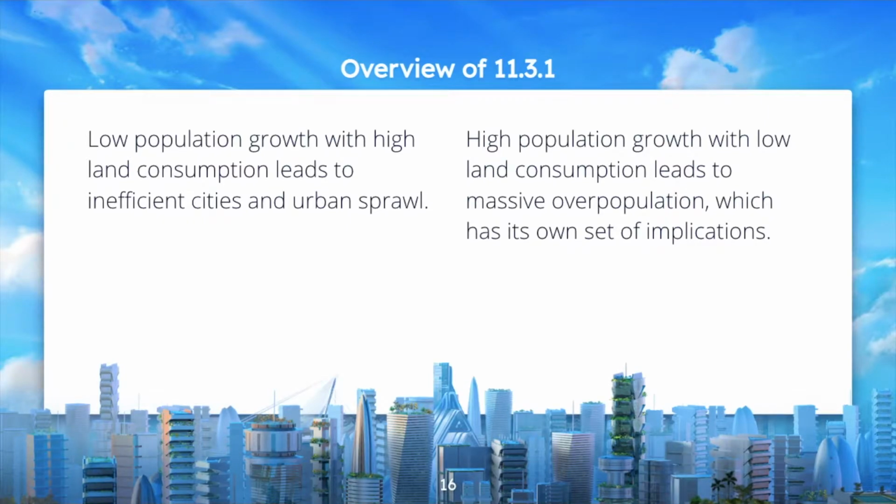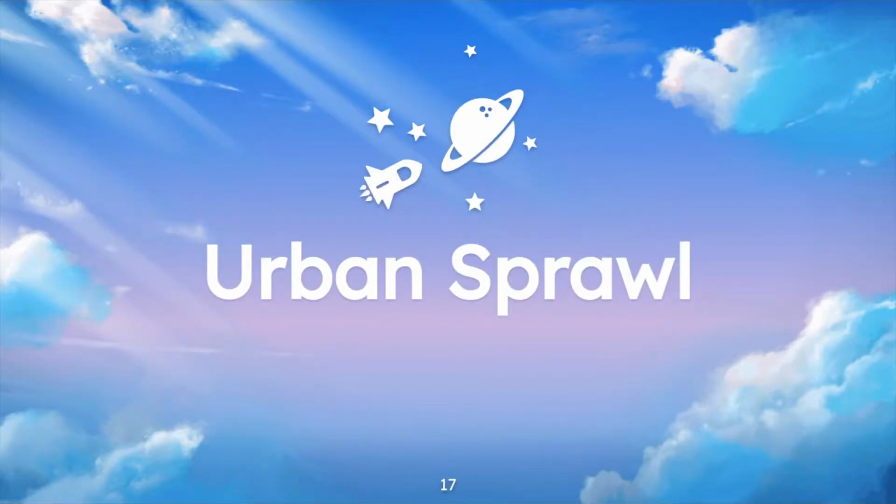So a general overview of 11.3.1, there are two general issues: low population growth with high land consumption, and high population growth with low land consumption, commonly referred to as urban sprawl and overpopulation, and I'll go more into these in a second. So first let's address the first one, urban sprawl.